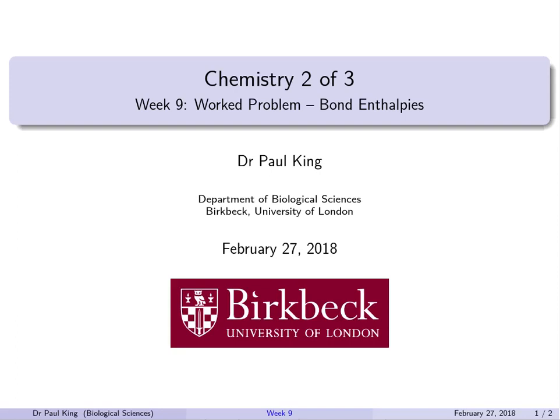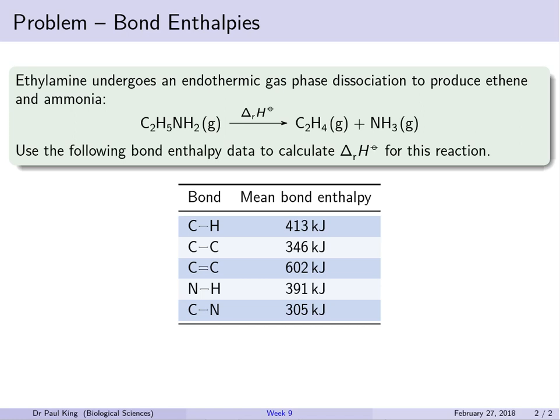Okay, so now we have a problem involving the calculation of enthalpy changes by using bond enthalpies. The specific reaction we're looking at is the decomposition of ethylamine, C2H5NH2, to produce ethene, that's C2H4, and ammonia, NH3. And we have to use the bond enthalpy data that we're given to calculate an approximate value of the enthalpy change for that reaction.